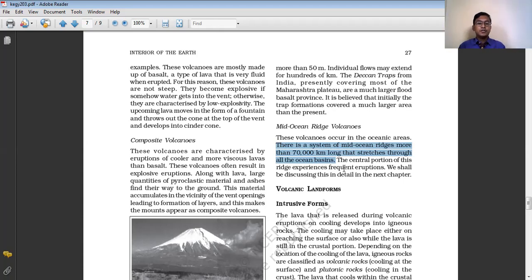So this is about the different types of volcanoes on the basis of the nature of eruption: shield volcano, composite volcano, the caldera, the flood basalt volcano, and the mid-ocean ridge volcanoes. Other volcanoes you can find on the Earth's surface, but mid-ocean ridge volcanoes you will find only on the oceanic floor. They lie only in the floor of the ocean.